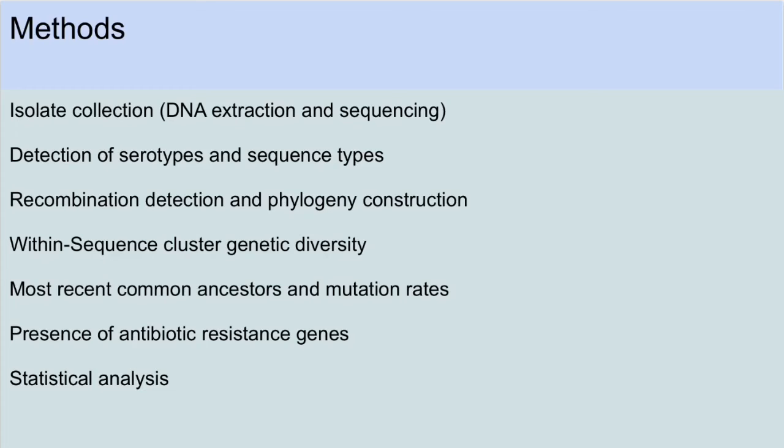Then, to find the most recent common ancestors and the mutation rates, they investigated the temporal evolution patterns within SC. Then they had to detect presence of antibiotic resistance genes, and those were obtained from GenBank. Finally, they did some statistical analysis, and all those tests were performed using R v3.1.2 and GraphPad Prism v6.0.